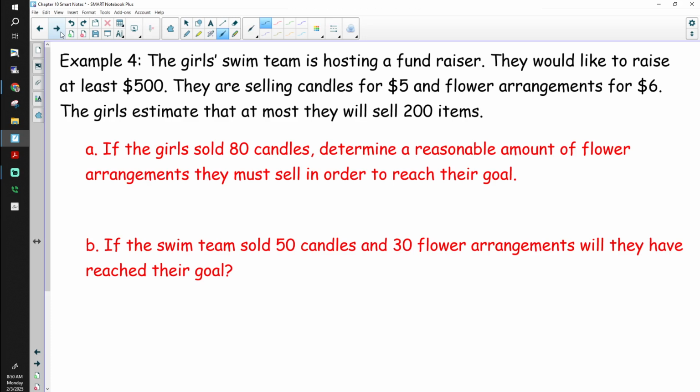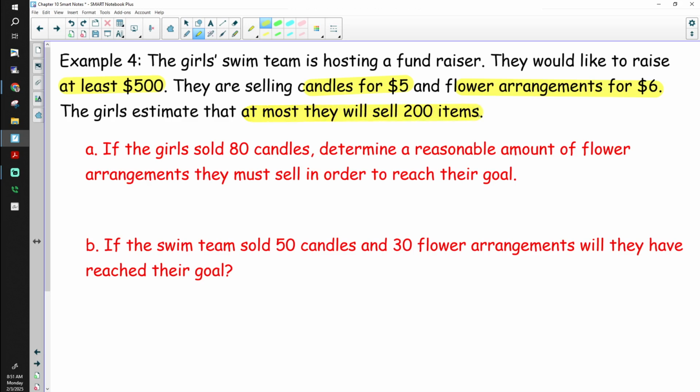What are the giveaways that this is going to be an inequality and not an equation? Yeah, we got the word "at least." We have the word "at most," right? It's not telling us exactly, but it's like estimating. Okay, so they're going to need to raise at least $500. Candles are $5, flower arrangements are $6, and they estimate that they will sell at most 200 items.